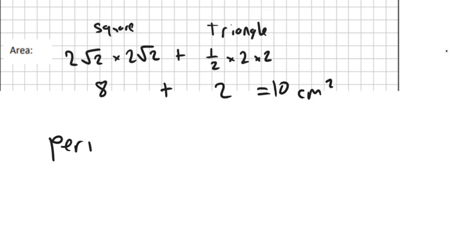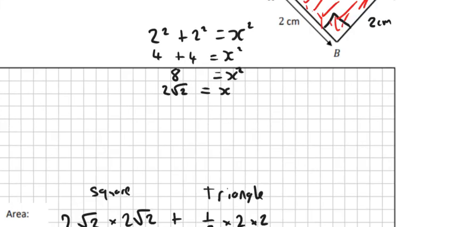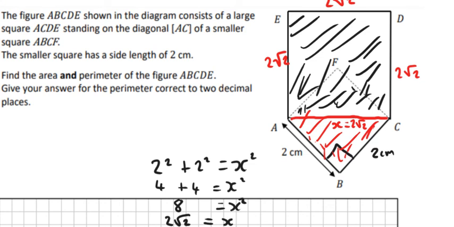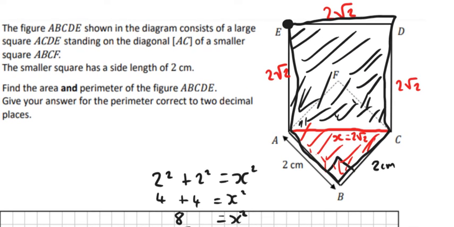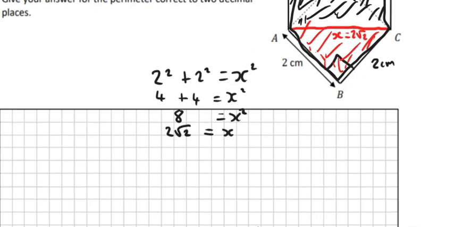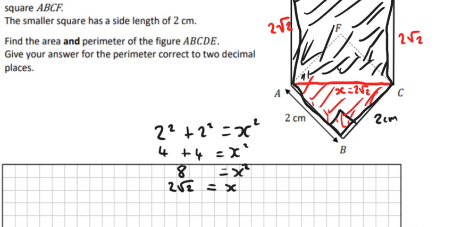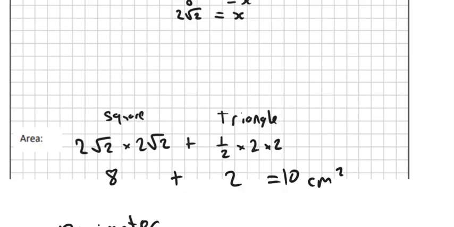Perimeter. The perimeter of the shape will just be all of the sides added together. If you were to start up there in the top corner, you're going to go 2 root 2 plus 2 root 2 plus 2 plus 2 plus 2 root 2. So you can just add up all of those. Or what you can do quickly is 3 times 2 root 2 plus 2 times 2.